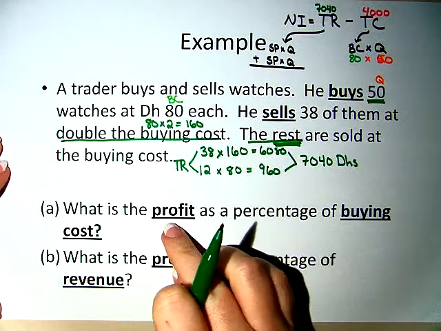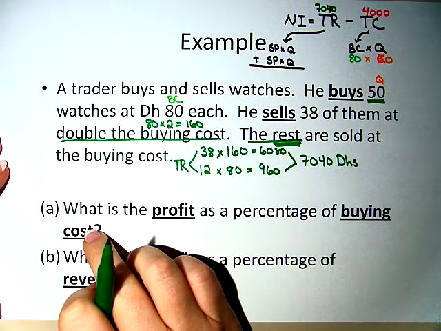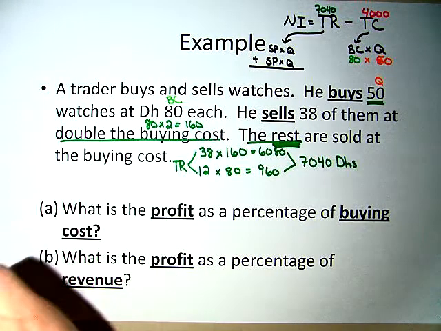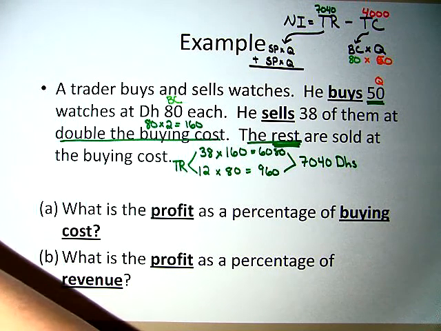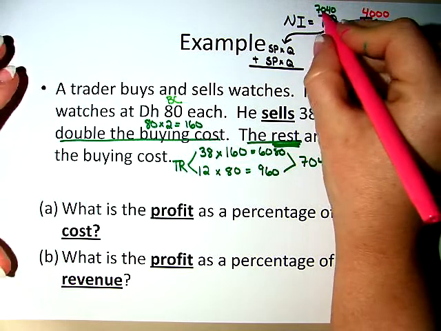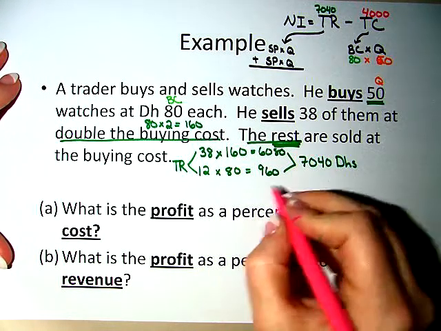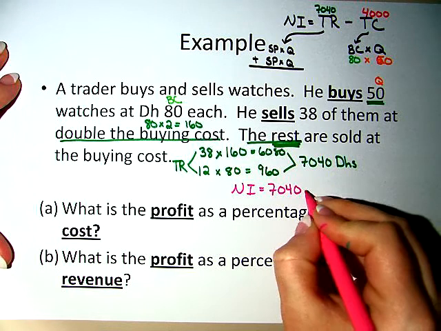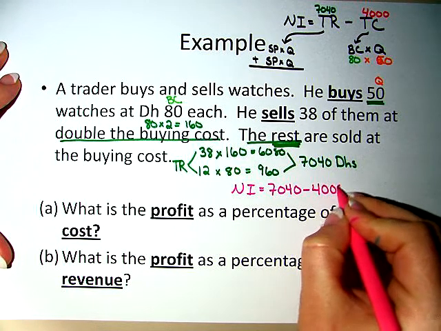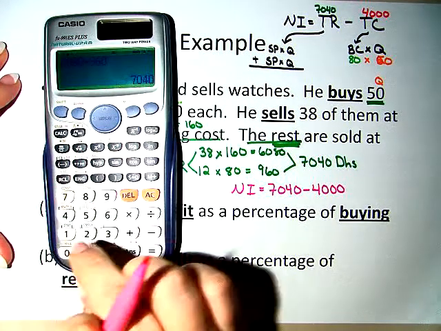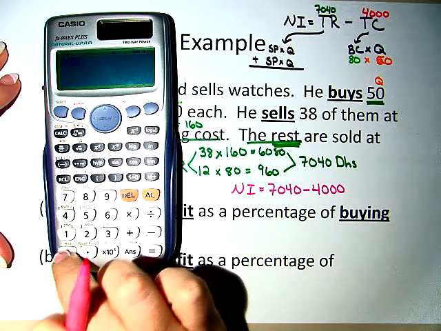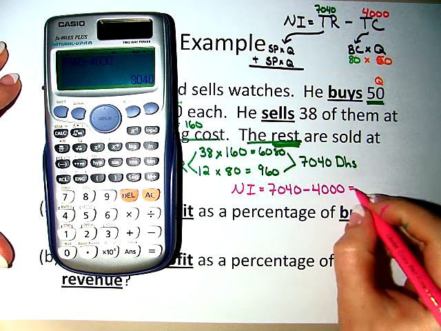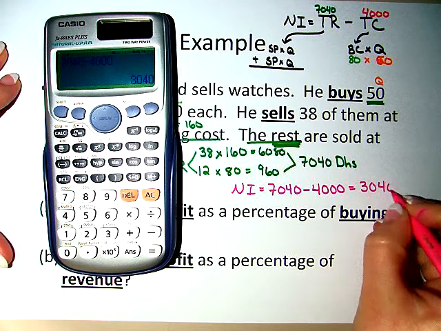What is the profit as a percentage of buying cost? Okay, so the profit is our net income. So our net income is 7,040 subtract 4,000. So 7,040 minus 4,000 gives me a net income of 3,040 dirhams.